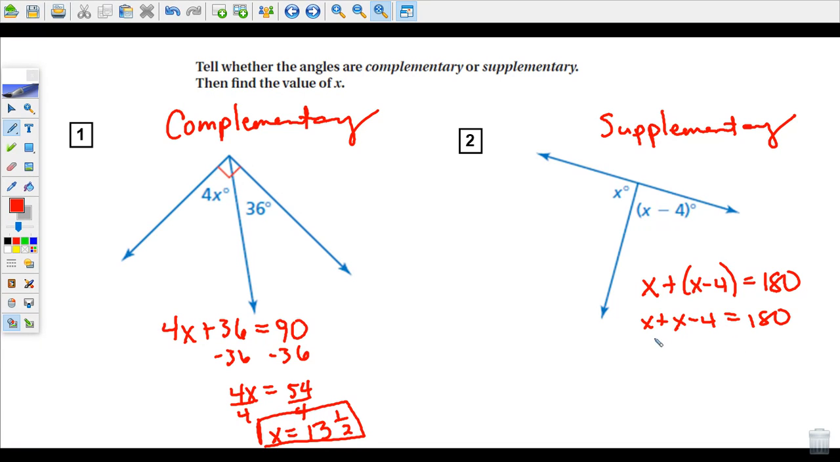So now I can combine like terms. This is 2x minus 4 equals 180, and solve to find the value of x. 2x would be 184. Divide both sides by 2, and x would be 92 degrees.